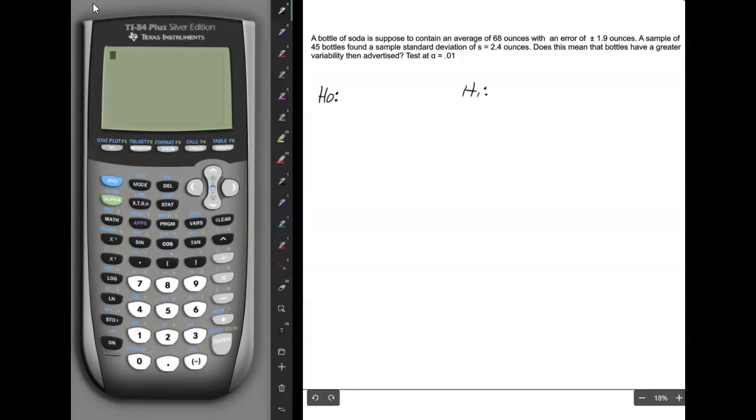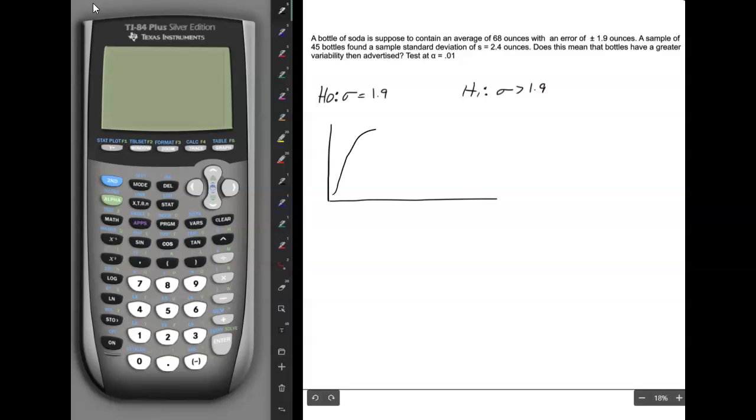Our null and alternative. So the null hypothesis is going to be that this sample has the exact same error as the normal bottle, which is 1.9. And we're testing, does it have a greater variability? So that would be, is sigma greater than 1.9?